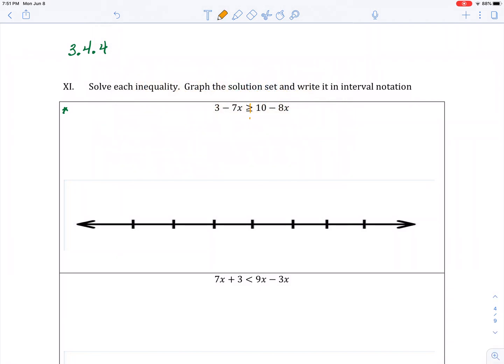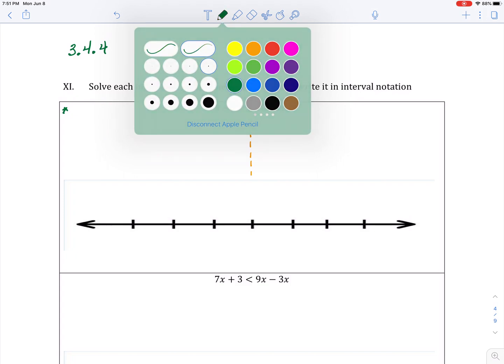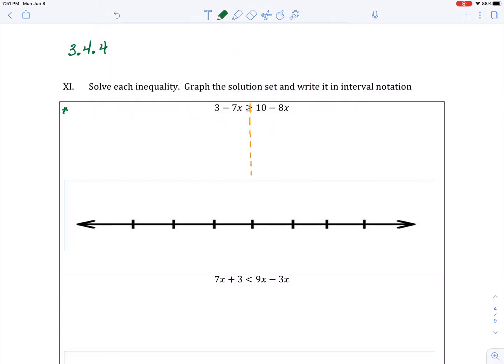Let me put in the dotted line here to delineate left side from right side. This one has variables scattered on both sides of the inequality. So I think I'll begin by adding 8x to both sides. So that will give me 3 plus 1x is greater than or equal to 10 on the right-hand side.